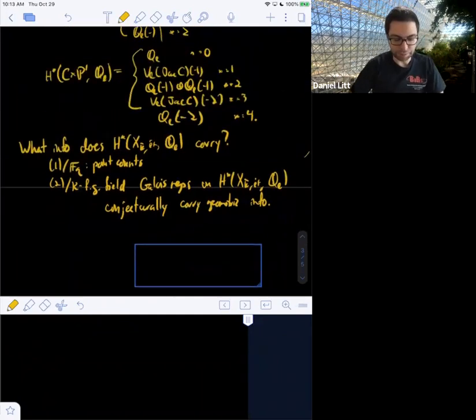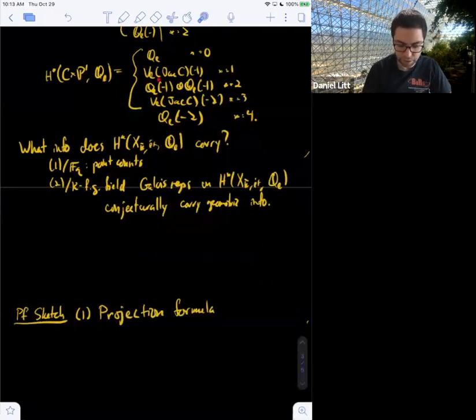So maybe let me just give one very concrete example. If C is an elliptic curve, the degree 1 cohomology is more or less the Tate module. It's dual to the Tate module. And that, I think, carries singular, more geometric information too.